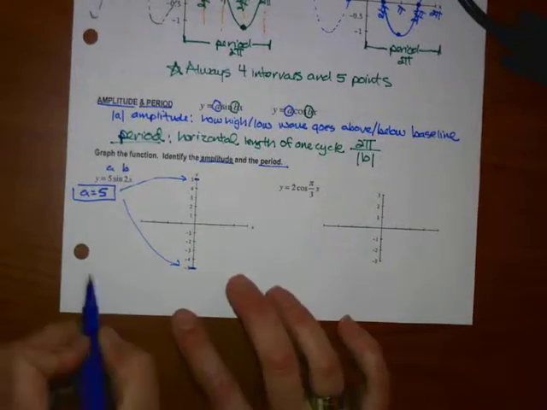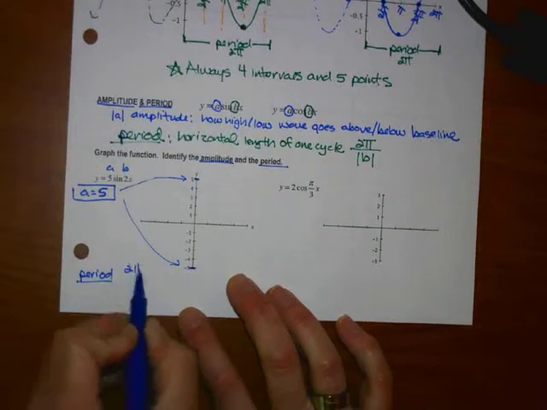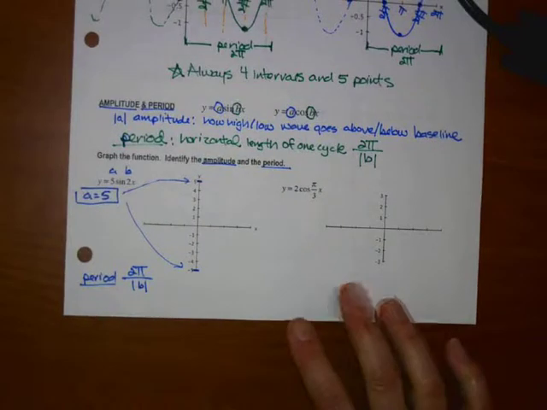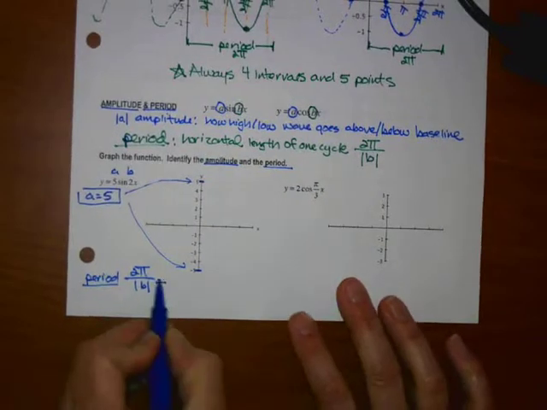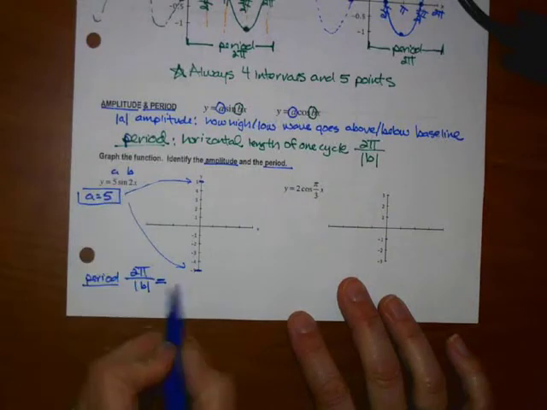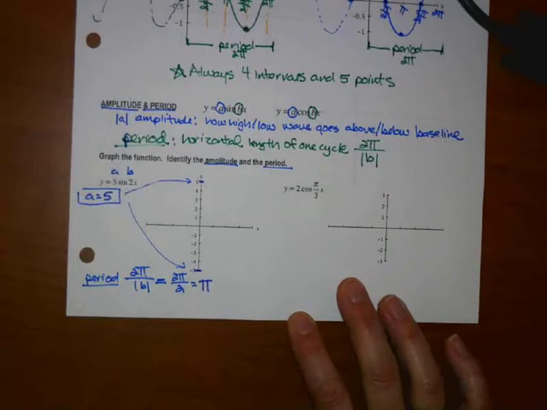Okay, I have to do a little bit of work to get the period. Remember, the period is 2 pi divided by the absolute value of b. What is b in this equation? 2. So it's 2 pi divided by 2, so my period is pi.